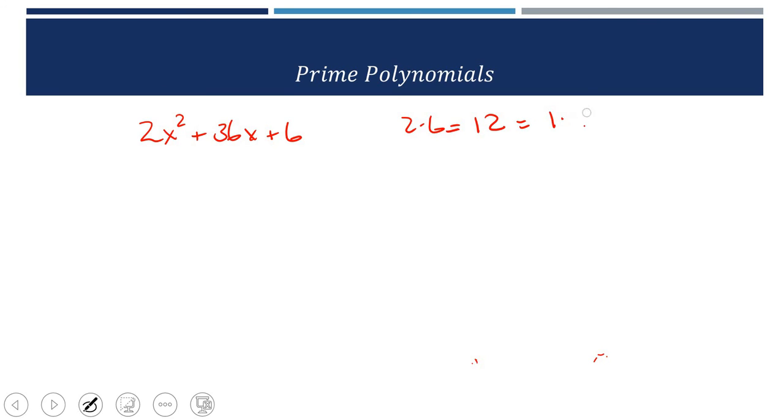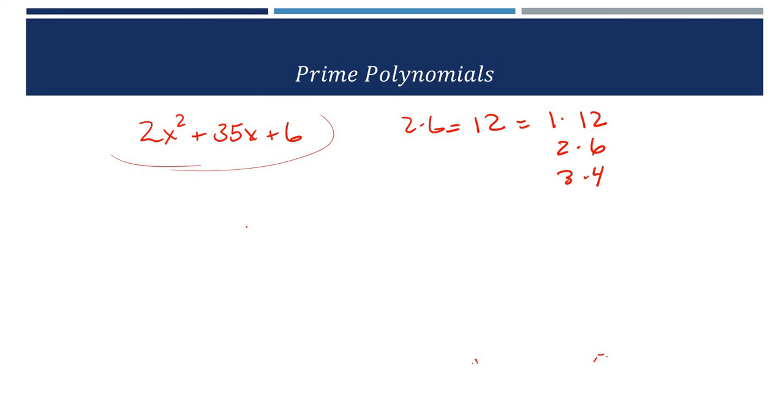Well, I hope you can tell right away that there are no factors of 12 that will add up to 36. So this factor, I should have put a 35 in there. Let me show you why in a minute. So this does not factor.